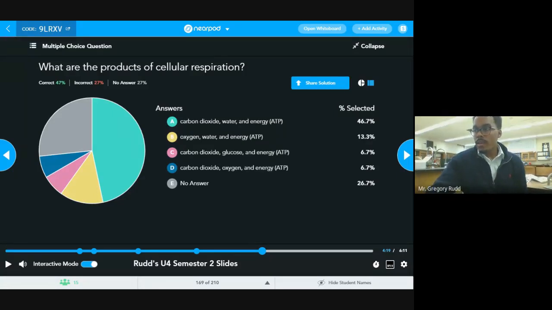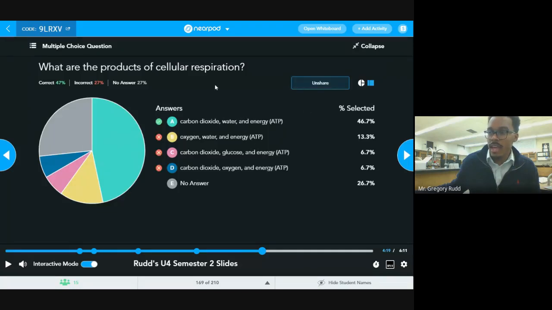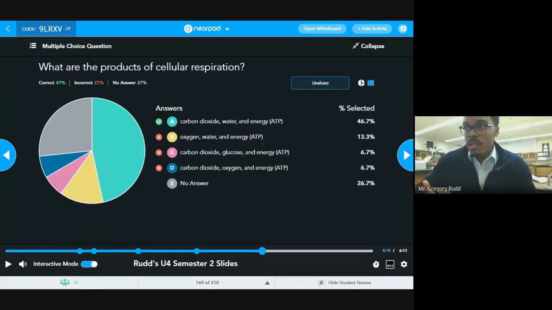All right, so we had an answer for at least every answer choice. At least one person said every answer choice, but most of you did say the correct answer, which is A, carbon dioxide, water, and energy. Of course, energy needed to be produced from cellular respiration, so that was an option in all of the answer choices. But we did also include carbon dioxide and water. That's what we produce as a result of cellular respiration. Good job.